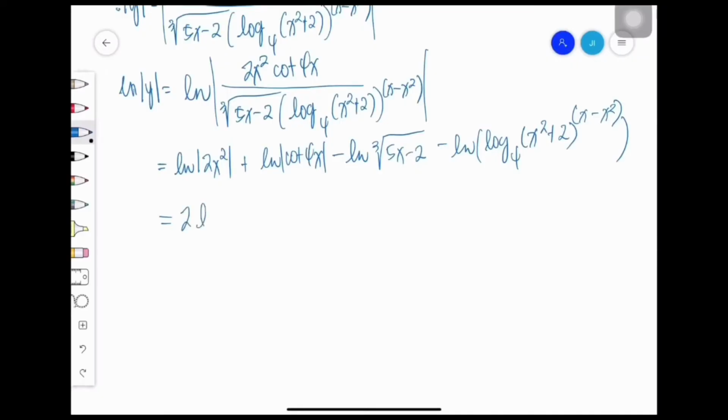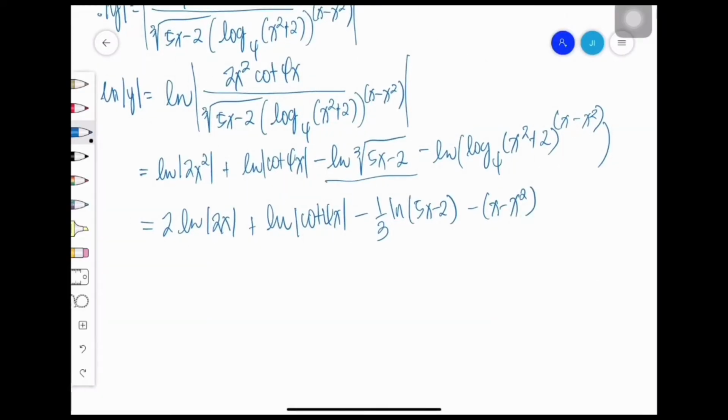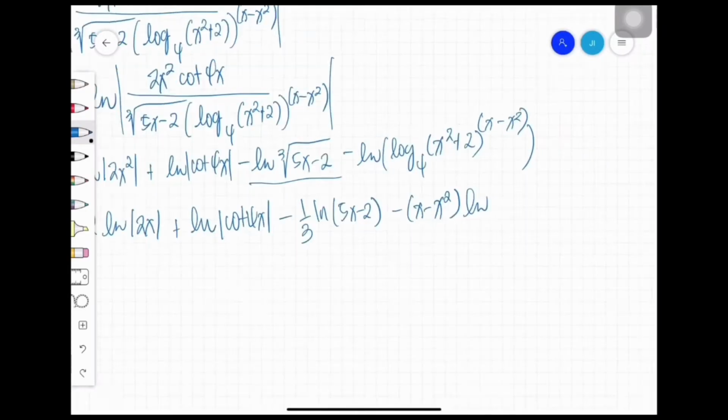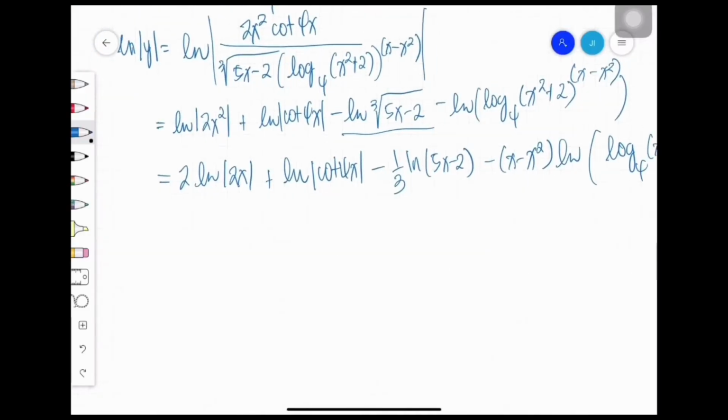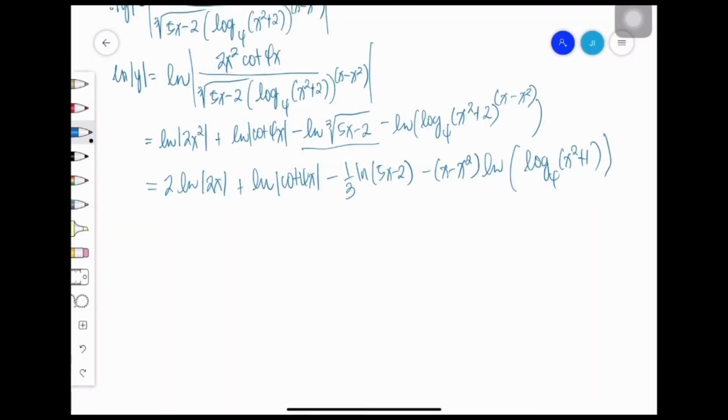2 ln absolute value of 2x, plus ln cotangent of 4x, minus 1/3 ln of 5x minus 2 for this one. And lastly, we have quantity x minus x squared, ln of logarithm of x squared plus 2 base 4. Okay? Plus 2.